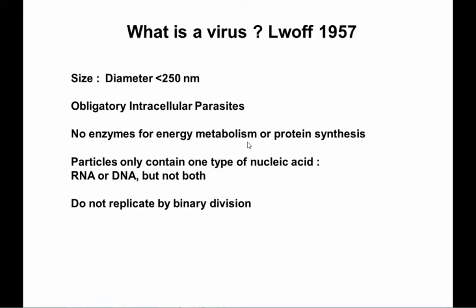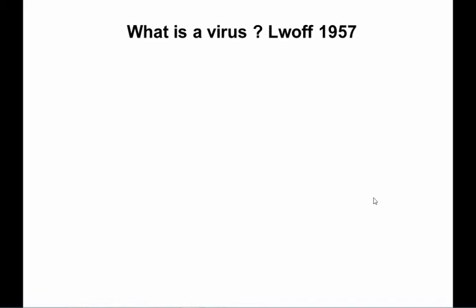Now we're going to have a closer look at each one of these criteria used by Lwoff, because these were proposed in 1957. As we'll see, some of them are not adequate to really separate the biggest viruses from the smallest bacteria. So we're going to look at a couple of exceptions to some of these rules, because, of course, things have been discovered since 1957.